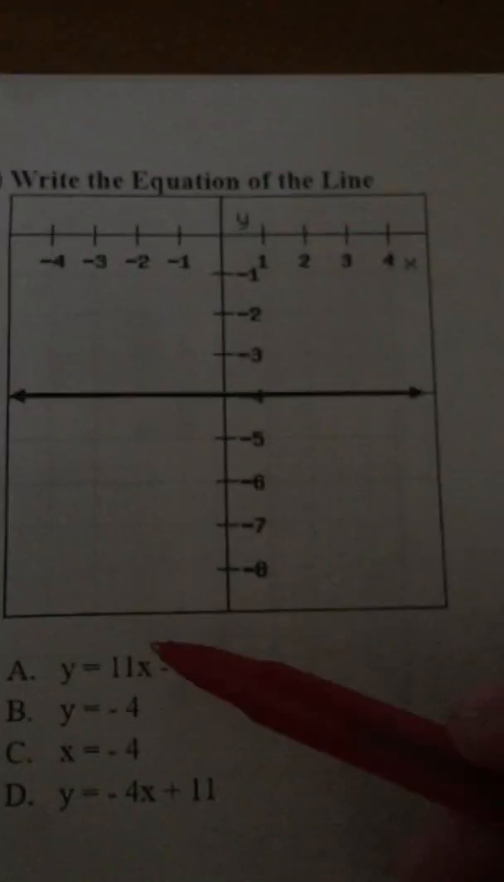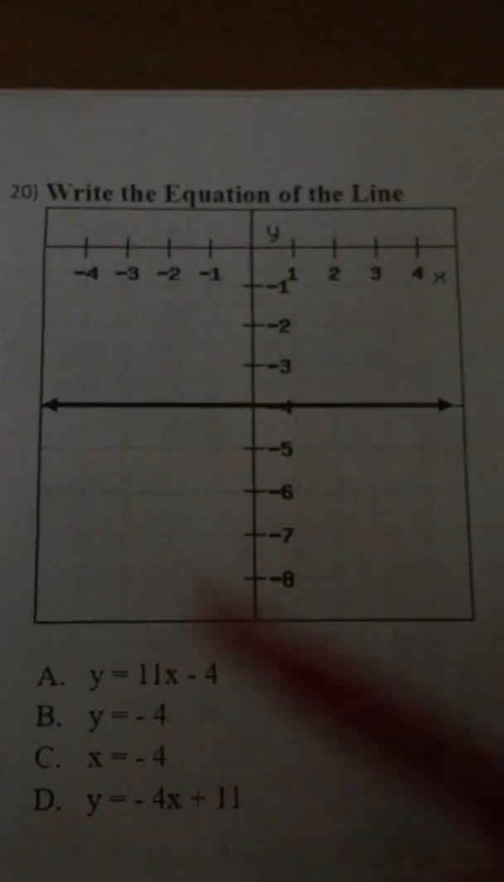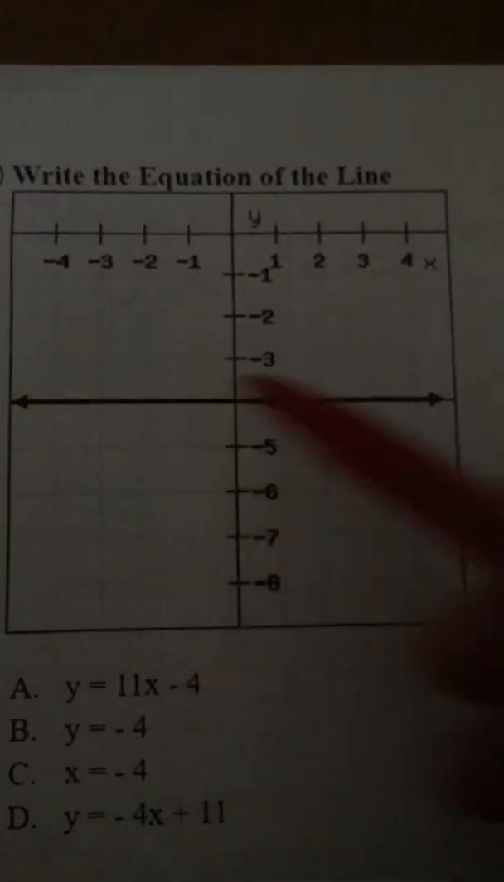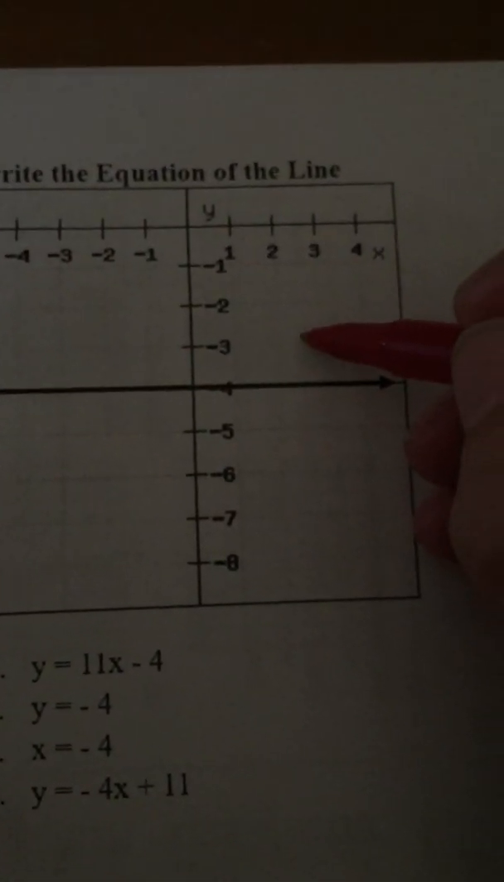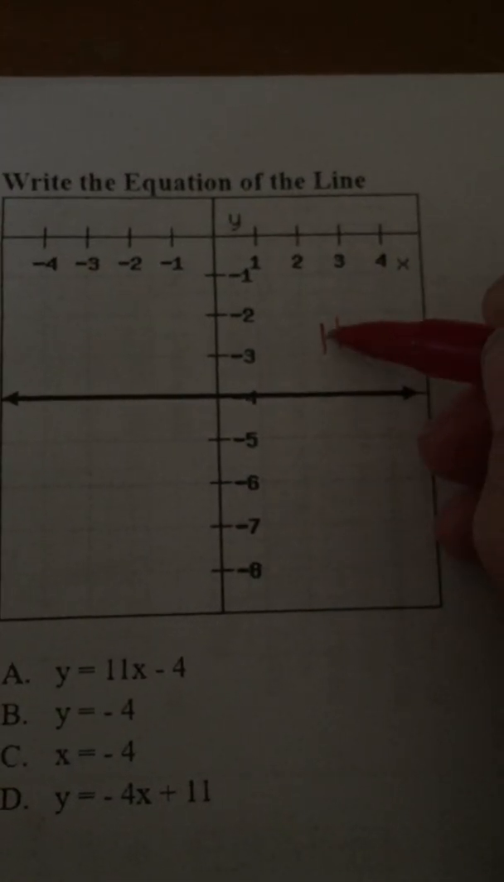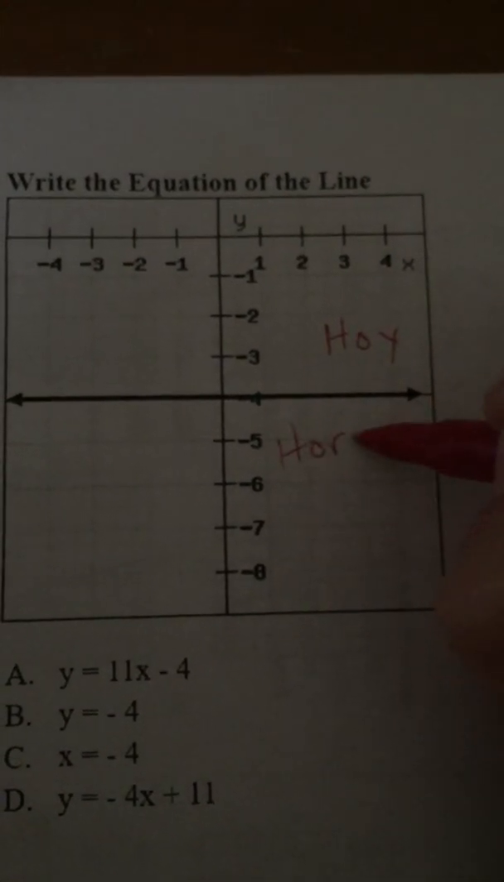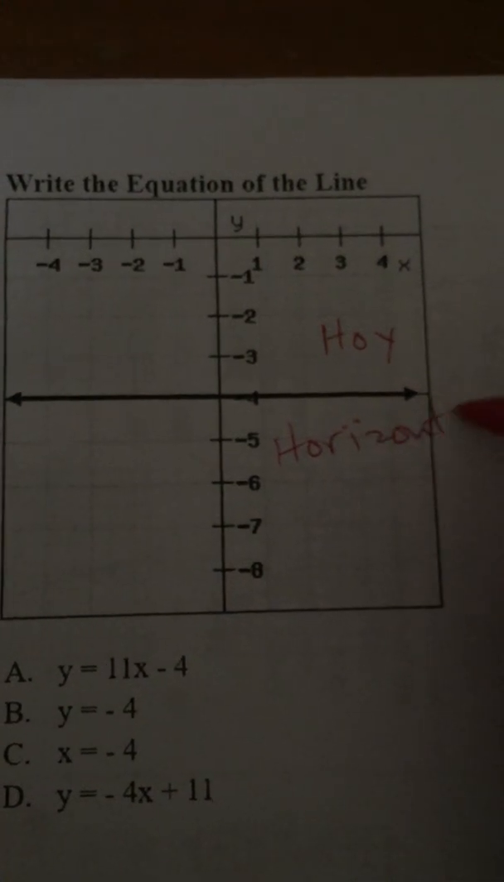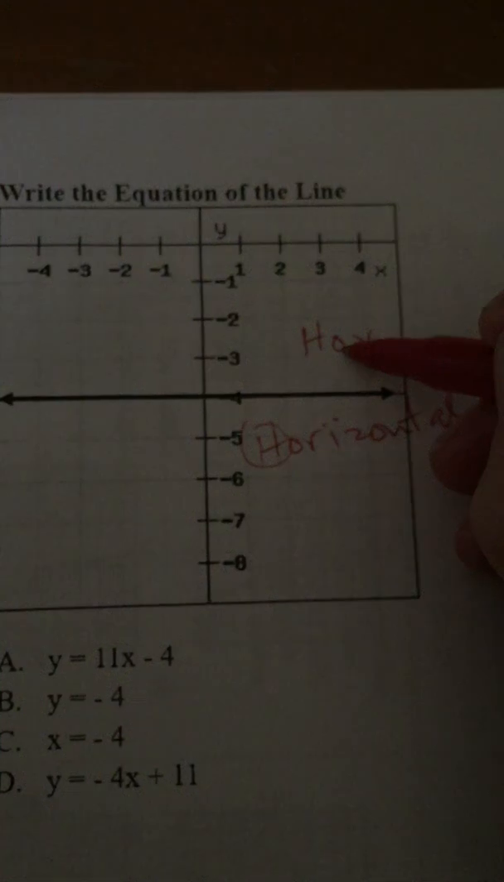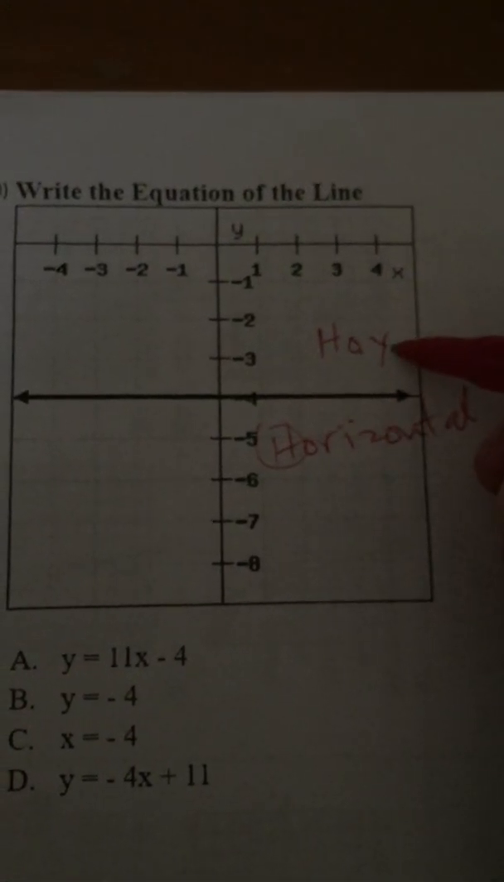Now, we want to write the equation. Here's my 4 equations. Now, you could literally go graph these equations and find one that looks like this. The other way you can do it is you can say, oh, this is a horizontal line, right? If it is a horizontal line, I'm going to write H-O-Y, H for horizontal. H-O-R-I-Z-O-N-T-A-L. That's how you spell horizontal. It starts with an H. So, HOY, the slope of this line is 0, and the equation starts with y equals a number.